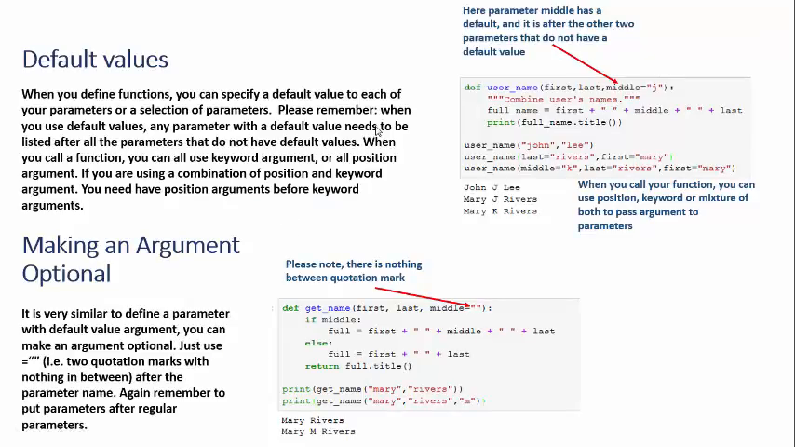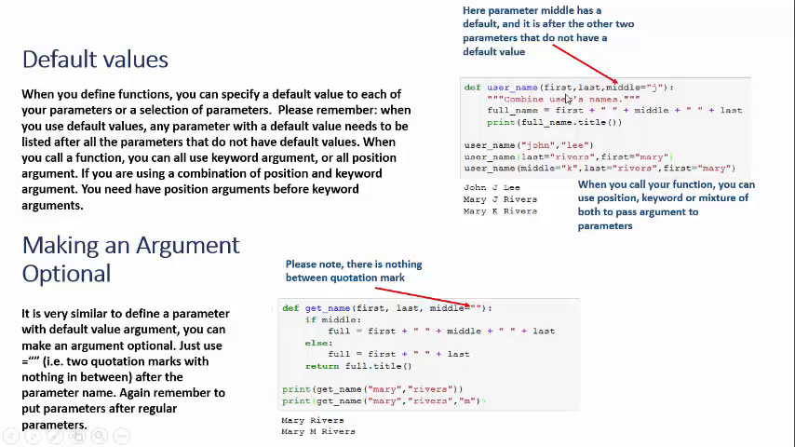Okay, default value. When you write the function, you can provide some default value, which means if the user, when they call the function, does not provide an argument for a parameter which has a default value, then that default value will be used throughout the function. So it gives the user some flexibility.